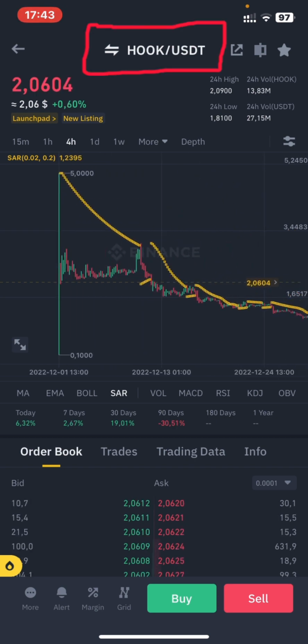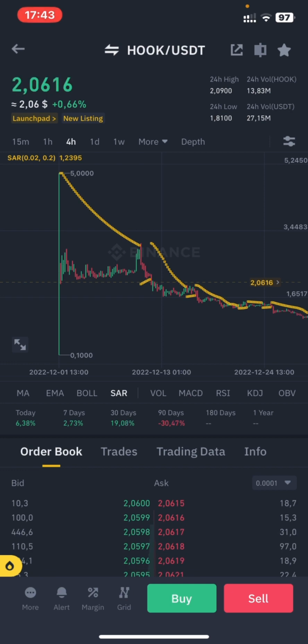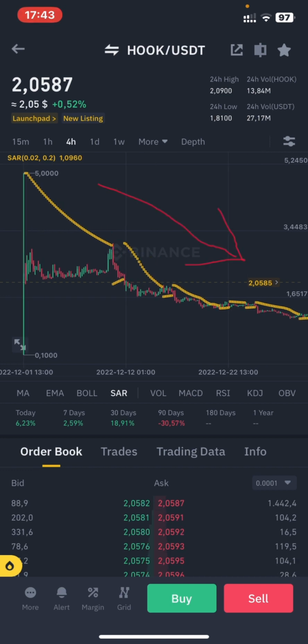This token was launched on Binance Launchpad, as you can see over here. Then the price keeps going down. Once the price launched at 0.10 cents and went to $5, people who bought at launch will want to make profit on their investment, so this token will have a lot of sell off. That's why you see this indicator over here, SAR, showing that the price is in downtrend.